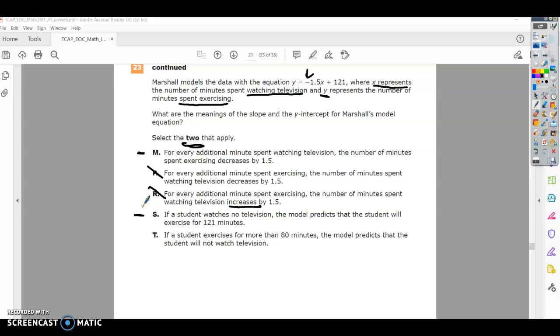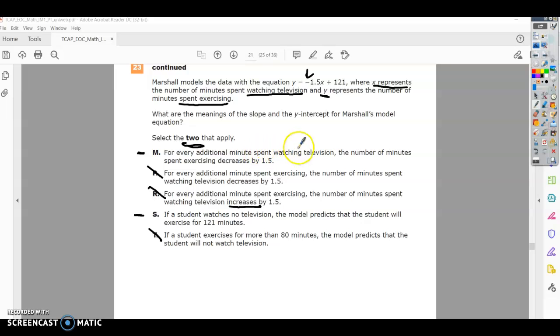Now let's check T and make sure. If a student exercises for more than 80 minutes, the model predicts that the student will not watch TV. Well, that's not necessarily true. They definitely watch less TV the more they exercise, but it doesn't predict that they will not watch TV. So that can't be selected. Let's go back and review.